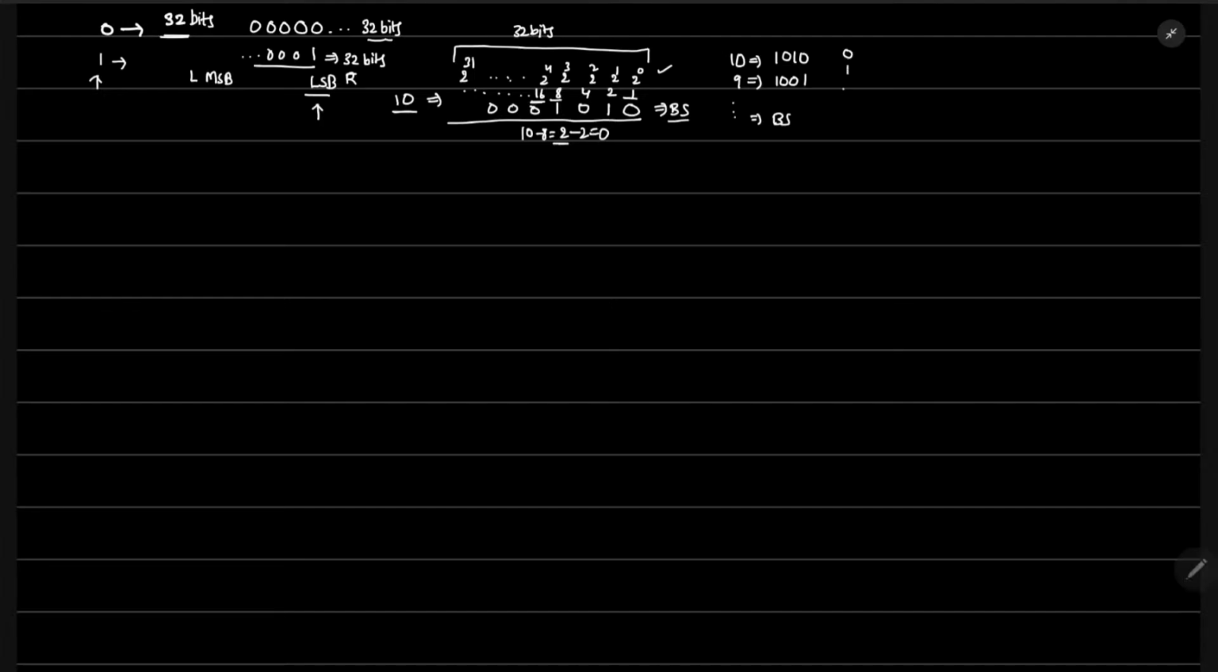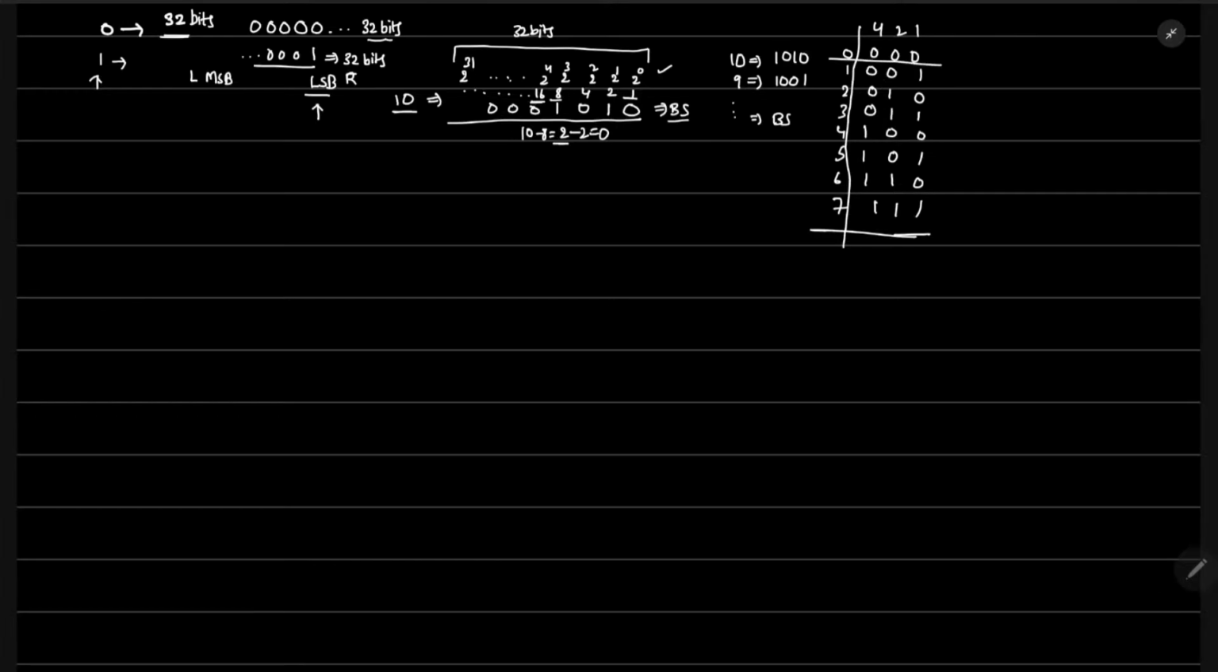For 0 1 2 3 4 5, it will be very easy. You can write it like this: 4 2 1. For 0 it is 0 0 0. For 1 it is 0 0 1. For 2 it is 0 1 0. For 3 it is 0 1 1. For 4 it is 1 0 0, for 5 it is 1 0 1. And for 6 it is 1 1 0, and for 7 it is 1 1 1. So simple, right guys?